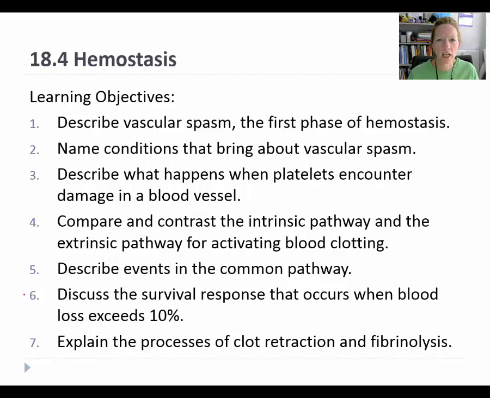And then you're going to watch a separate animation that goes through those 3 phases of hemostasis. And then the very last video, I'll be back and I will talk about the elimination of the clot that's formed through hemostasis, and we'll also talk about some clotting disorders as well.